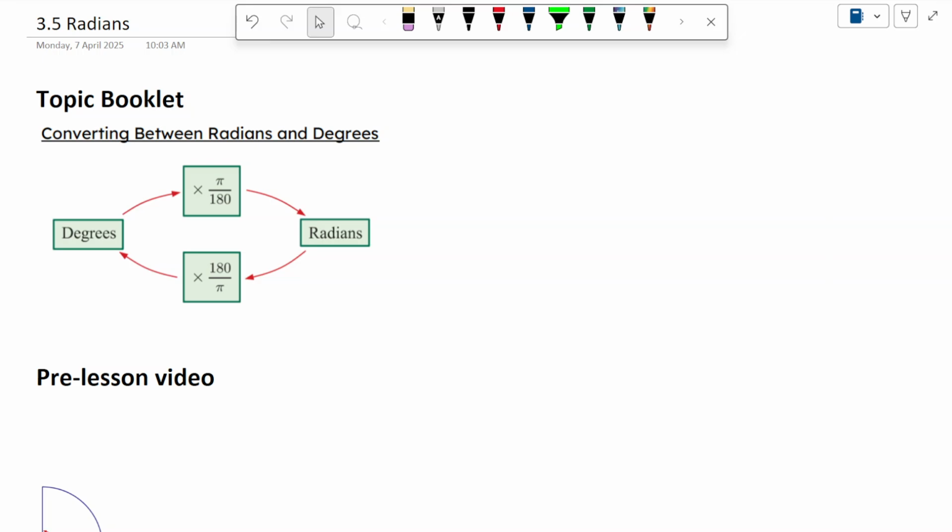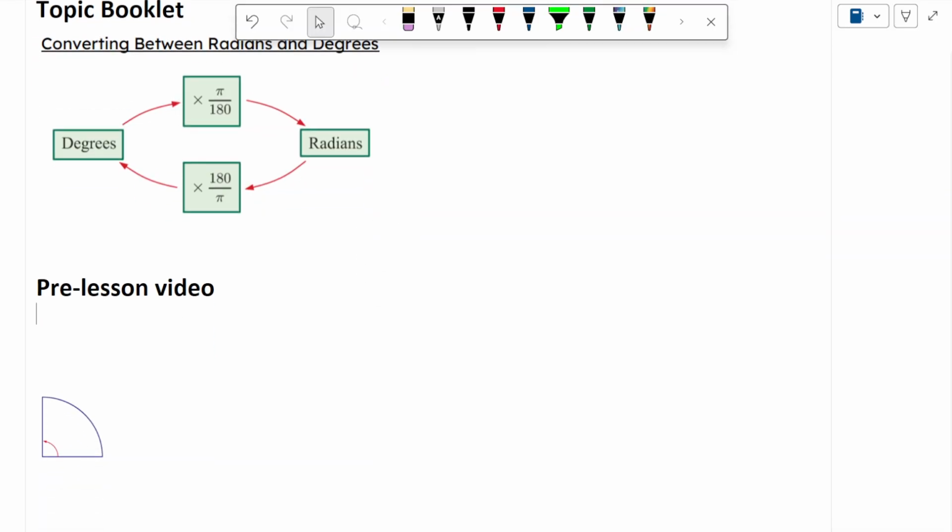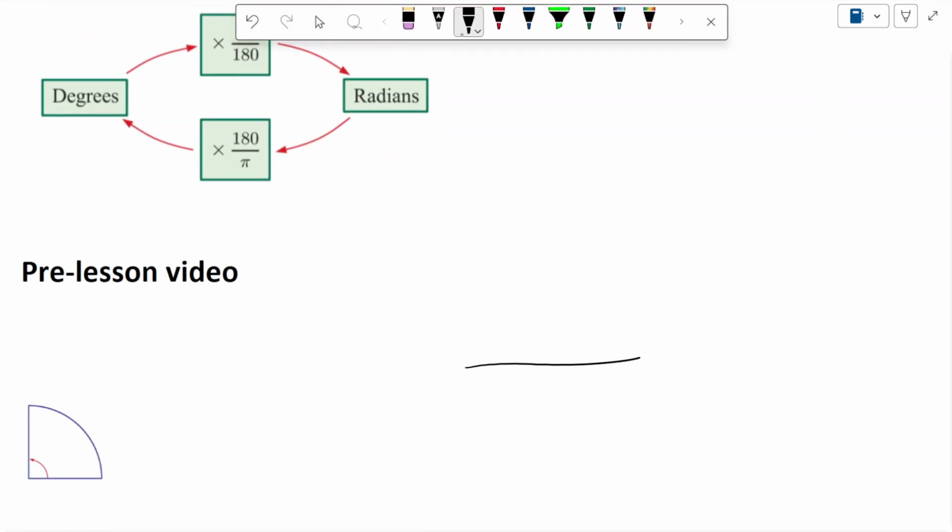In this video, we're going to finally learn what a radian is. So a radian is another way to measure angles. Now, if you think about it, angle measurements are pretty arbitrary. Like, who decided that that was 180? It's just a kind of weird number.